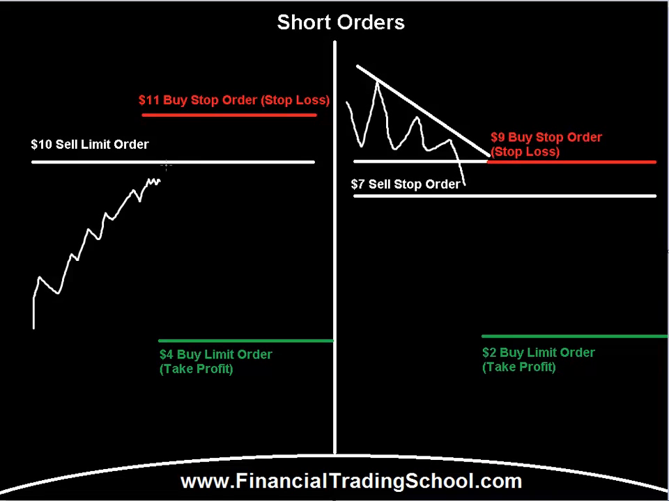And that's what I meant by the mirror. Everything we did with the buys, you just flip it around. Before we were below, now we're above. So the limit order is above the market price. So it goes up and it hits the $10 level. We execute the trade, so we get into our short order.